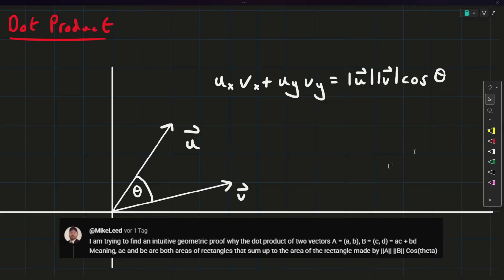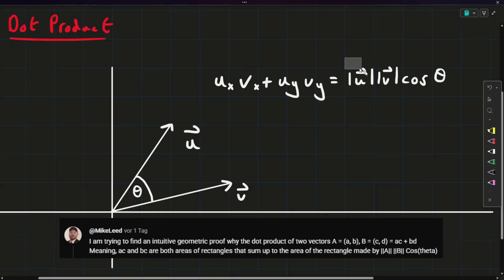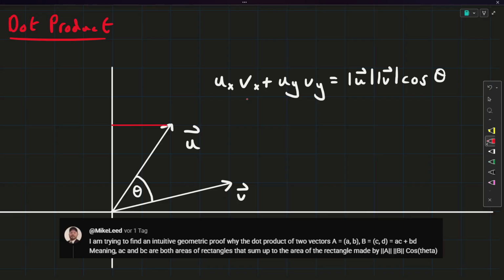I got this interesting comment the other day asking if we can show that these two formulae for the dot product are the same by thinking about them as areas, because these are multiplying distances, and this is multiplying distances times a cosine. And the answer is that we can, but it's a little bit tricky because, for example, we're multiplying the x coordinates together, and that's a little bit difficult to interpret because they're both widths.